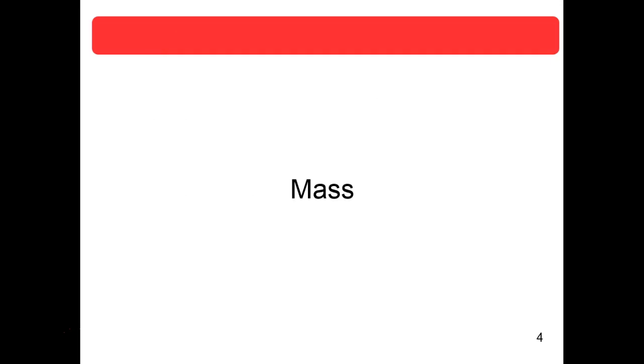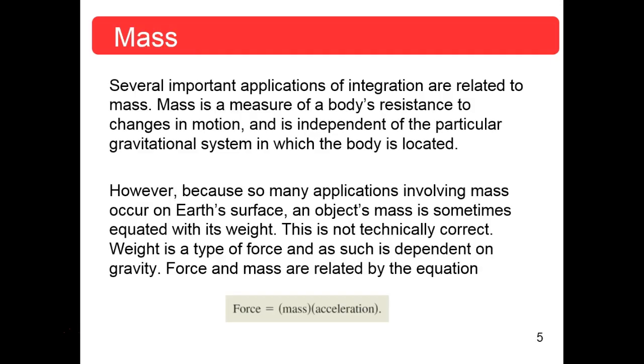All right, so let's start with mass. What in the world is mass? Several important applications of integration are related to mass. Mass is a measure of a body's resistance to changes in motion, which you could say is inertia. Mass is related to inertia. The body's resistance to change in motion pretty much defines inertia, independent of the particular gravitational system in which the body is located.